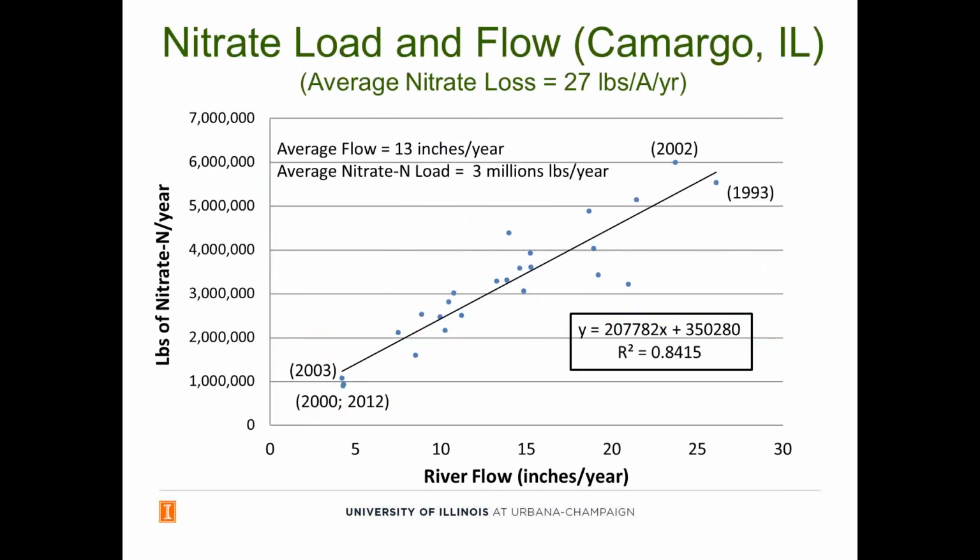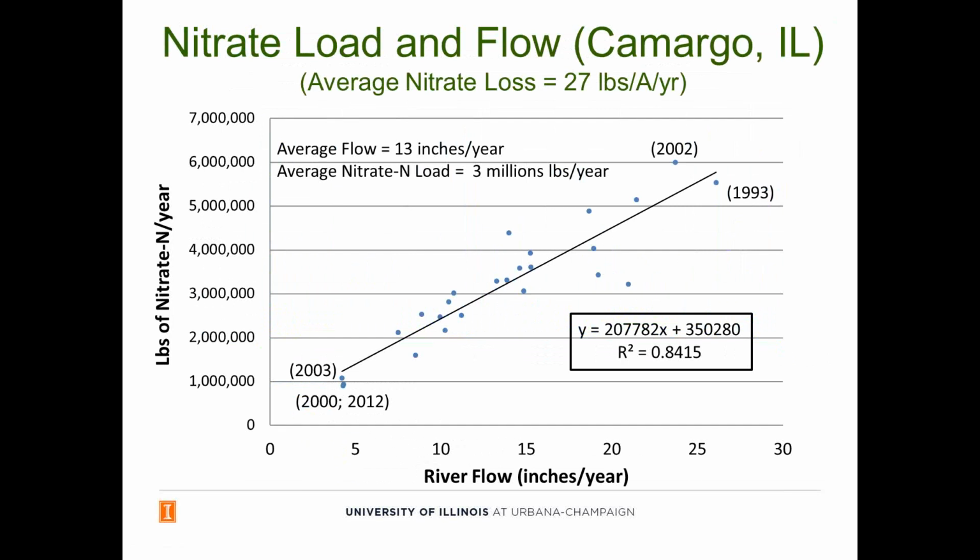So we use our 1,475 samples to calculate load. And load is flow times nitrate concentration. And that gives us pounds of nitrate loss per year. And on average, we're losing 3 million pounds per year of nitrate in this small watershed. It's about 119,000 acres total.